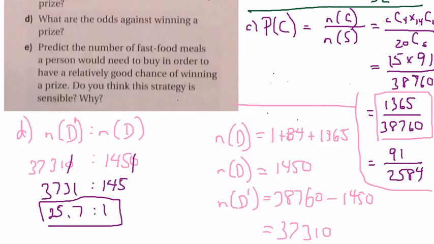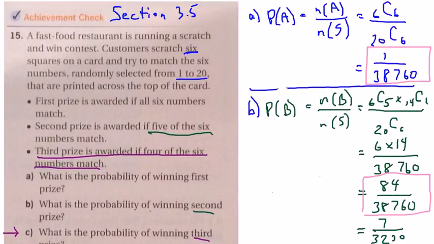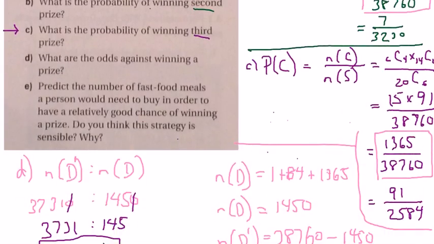Predict the number of fast food meals a person would need to buy in order to have a relatively good chance of winning a prize. You think this strategy is sensible, and why? Well, I guess I'd need to know how big the prize was to decide if that was sensible. But anyway, this is kind of an open-ended question, because what exactly does it mean by a relatively good chance of winning a prize? I mean, maybe if you define that as being a 50% chance or something like that, then you could work out how many tickets you'd have to purchase.